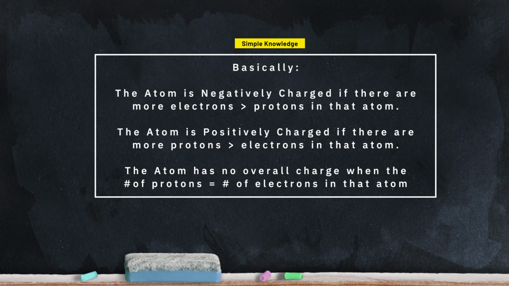Here's a simple breakdown of what I wanted to tell you. The atom is negatively charged if there are more electrons than protons in that atom. The atom is positively charged if there are more protons than electrons in that atom. And the atom has no overall charge, or zero charge, when the number of protons equals the number of electrons in that atom.